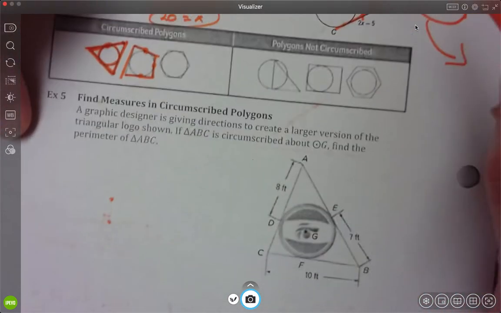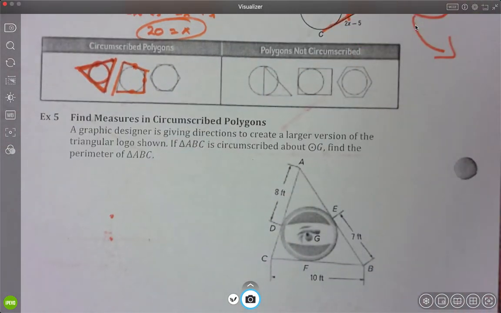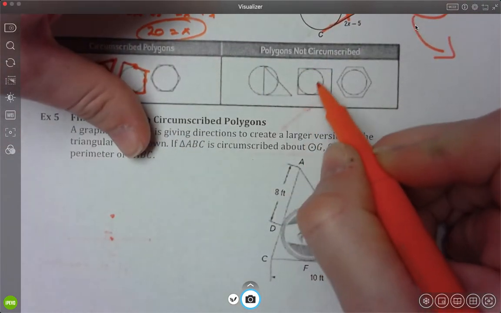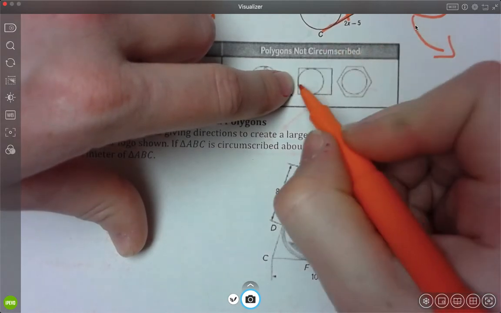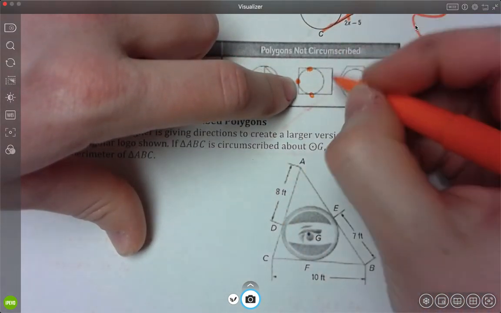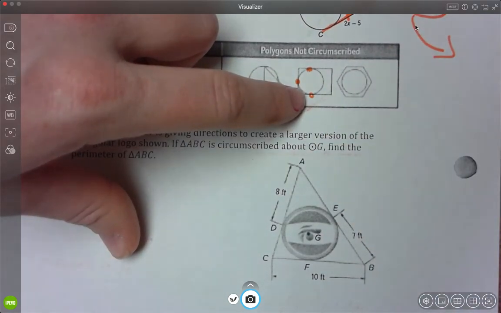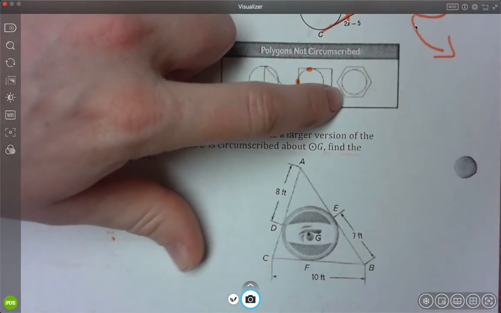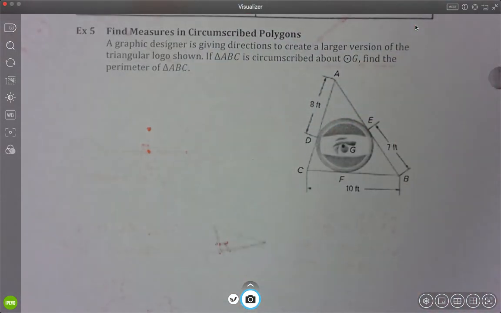This is an example of polygons that are not circumscribed. So this circle is not completely inside of this rectangle just because he's touching here, here, and here. So those three sides are good, but this side he's not touching at all. Okay, and this one's not touching any of those sides, so that's not going to work. Okay, so circumscribed, he has to touch each one of those sides at exactly one place.